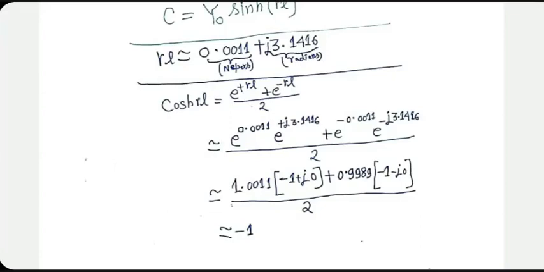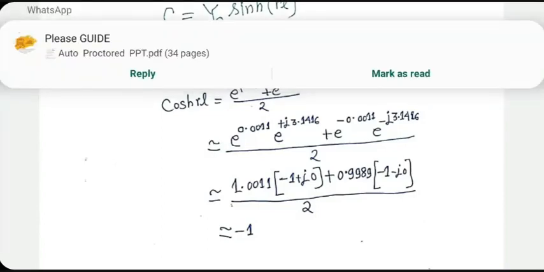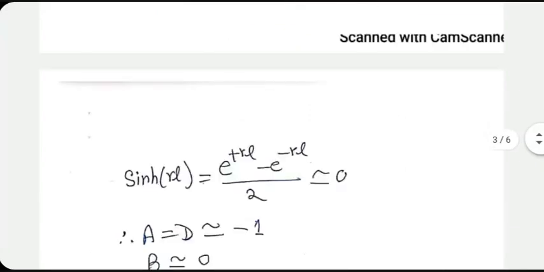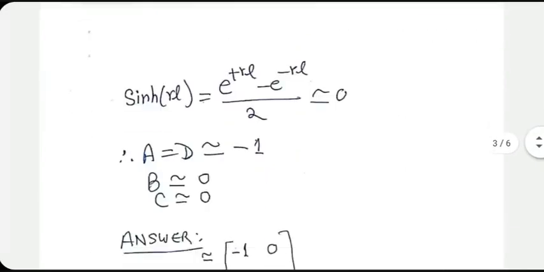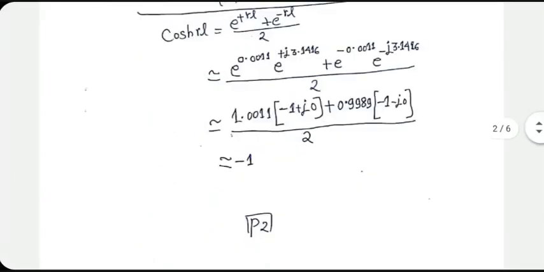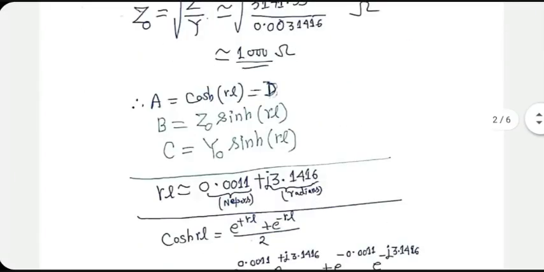Cosh gamma L turns out to be a real number because it's almost a lossless line. But there may be situations when alpha is large enough that you will not get this answer. You may get a complex value for cosh gamma L, depending on the alpha value. So cosh gamma L turns out to be -1, and in a similar manner, I try sinh gamma L. Then it's easy. You plug in the equation. A is -1, because cosh gamma L is almost -1. These are approximate answers. D is also -1.